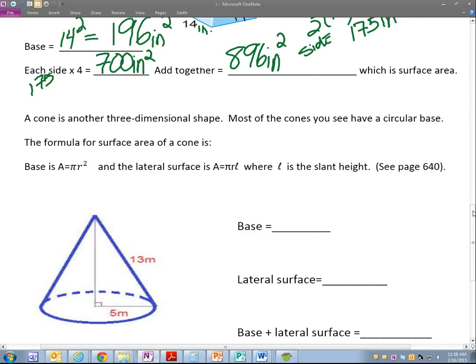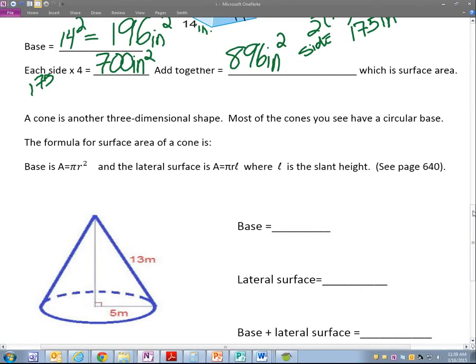A cone is another three-dimensional shape. Most cones you see have a circular base, and the formula for the surface area of the cone is this. The base is just pi r squared. Because pi r squared, here's something: the radius is being squared. Well, how many dimensions are we dealing with there? 1 or 2? Something squared, it's 2. You're dealing with 2 dimensions. You're finding the surface area of an object. It's a plane.